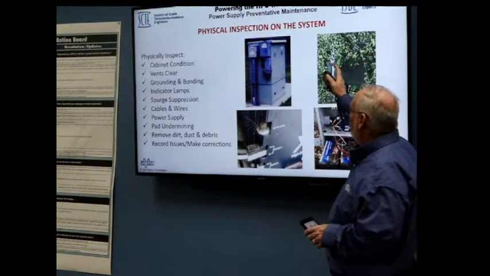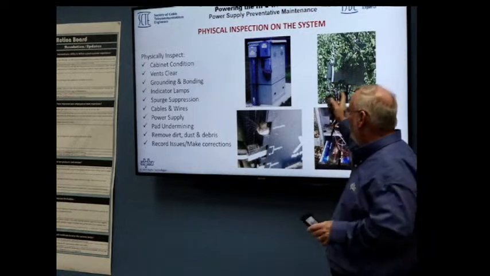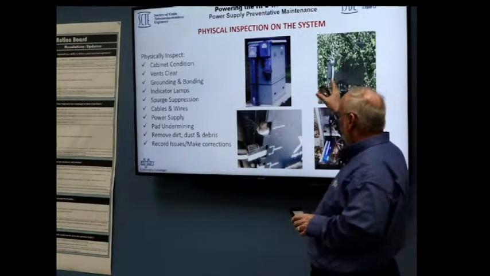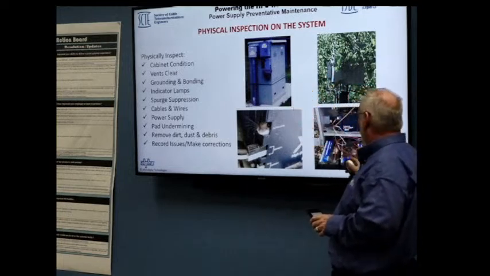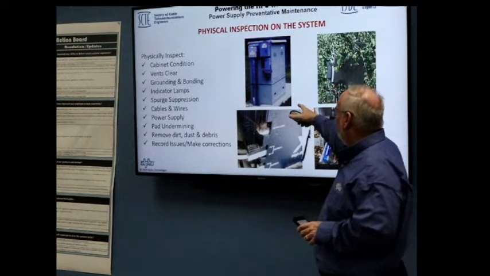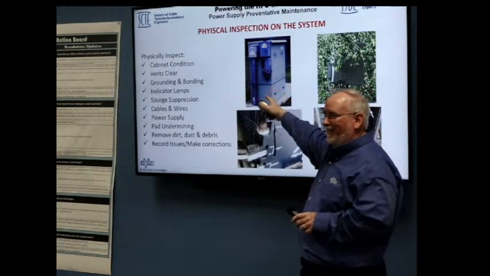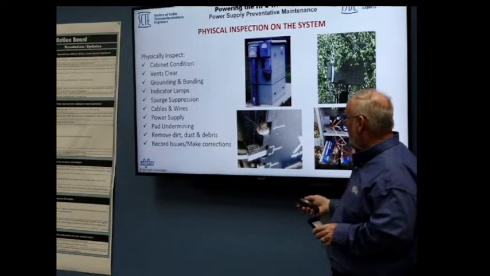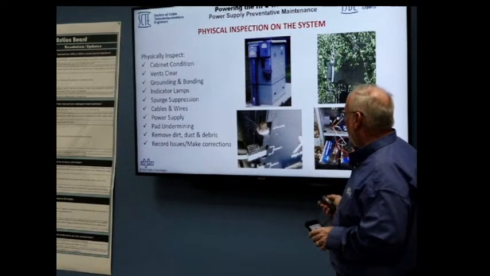So SCTE 2014-205, this is kind of a really quick run through of what they want you to do. Physically inspect the cabinet, look at grounding and bonding, make sure the cabinet is clear, make sure that's a hornet nest right there on the side, make sure it's accessible, make sure that nothing is moved in, remove dirt, dust, and debris.